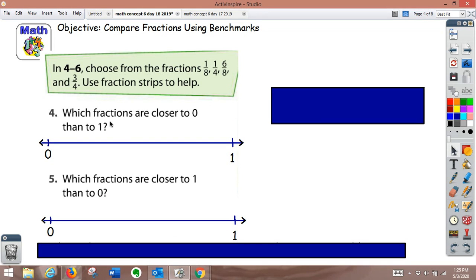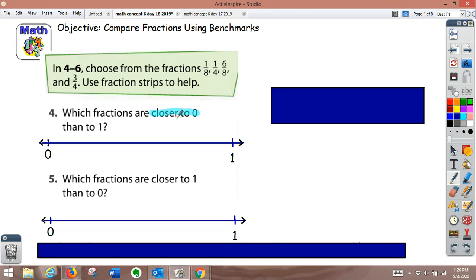Read carefully which fractions are closer to 0. I'm going to highlight that. It's so important. They want to know closer to 0 than to 1. Well, let's see. I'm going to divide 1/8, 1/4, 6/8. Oh, these are different. But you know what I notice? Look at the numerator. The numerator tells me how many parts out of the whole that I have, right? This tells me I'm just talking about 1 part out of 8 parts, 1 part out of 4 parts, 6 parts out of 8 parts.